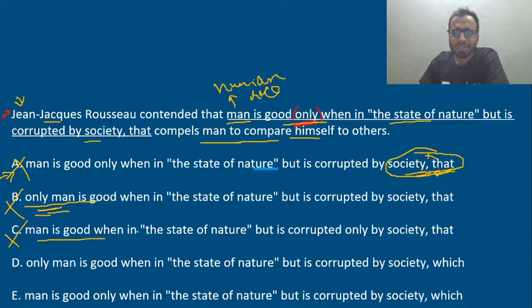Option C: Man is good when in the state of nature but is corrupted only by society. Here, with the placement of "only", again the meaning of the main sentence is changing. That is why I eliminate option C as well. Now I'm left with D and E. Here again, there is a gender distinction, so we eliminate D. "Man is good only when in the state of nature but is corrupted by society, which" refers to society, right? After a comma, whenever we have a "which", it refers to the noun phrase that came right before the comma.